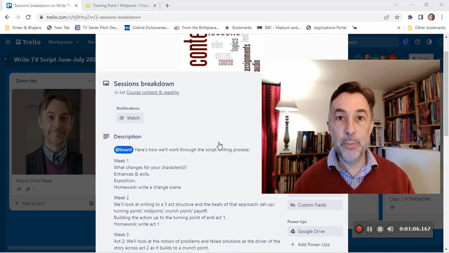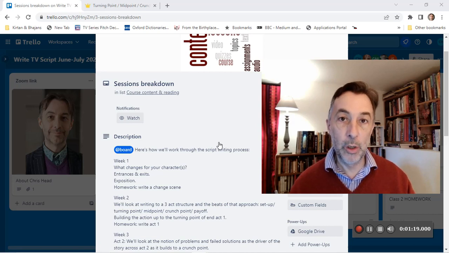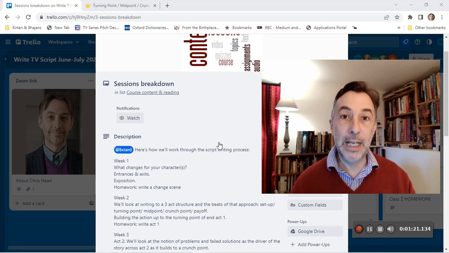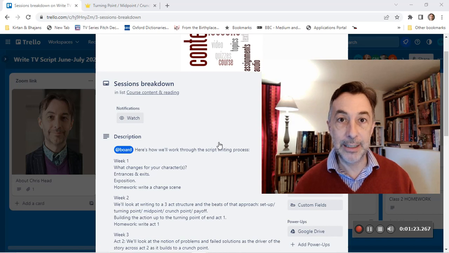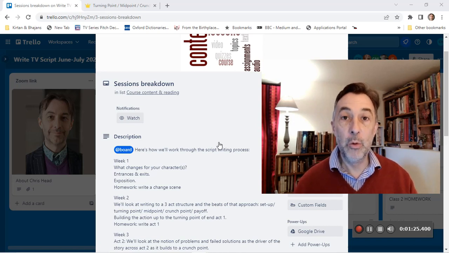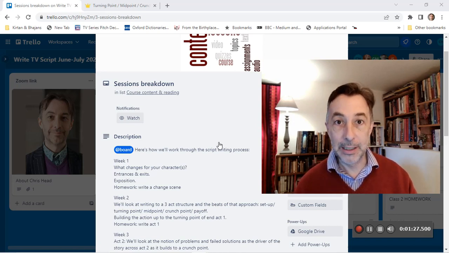In the first class, we'll be thinking about what changes for your character. Shows always kick off with some kind of change for the protagonist. This is the inciting incident. Often as well, a character is entering the world or exiting the world, and we'll see examples of this happening in classic comedy shows. We'll look at scripts as well as clips.